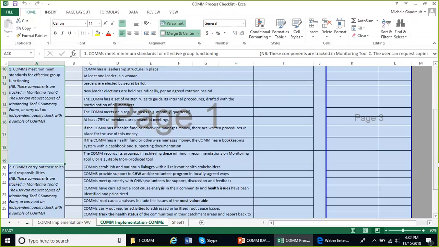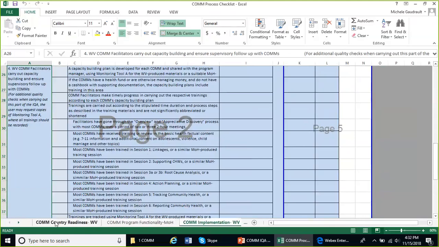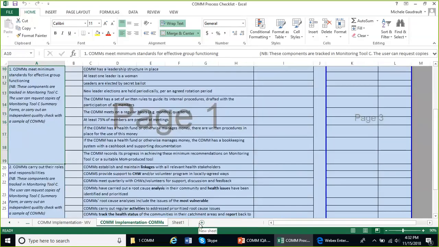Just to say that this tracking of what the COMMs do on this tab is a repeat of what we collect in our monitoring system for COMM, but it's not a problem. It's a way of verifying what's coming out of the monitoring. So that's the way the COMM IQA is set up, with 2 tabs that relate to national office setup, a third tab related to what our World Vision staff do in the ADPs, and a 4th tab related to what the COMMs themselves do.